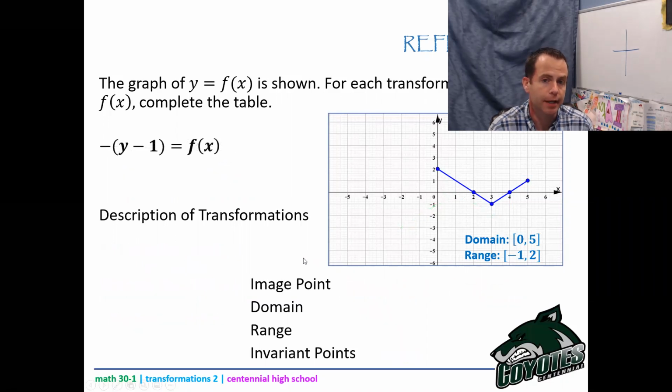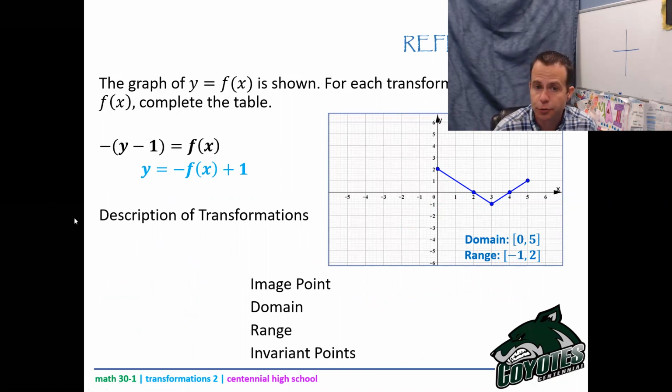Okay, now let's try this guy. A little bit of stuff we have to do here to clean it up. First of all, I want to divide both sides by negative 1. Then I'm going to have to add 1 to both sides. So your transformation equation that you should be looking at, in more simplified form with y equals, should be y equals negative f of x plus 1.